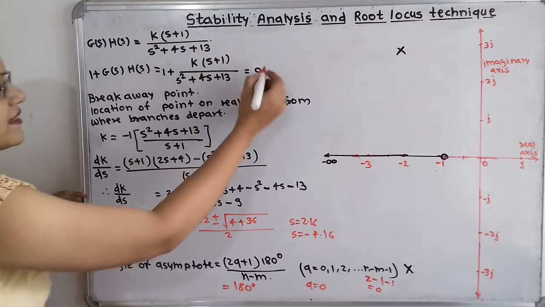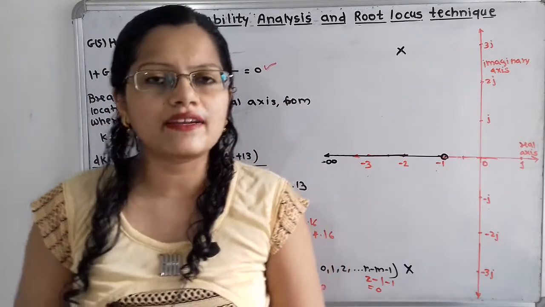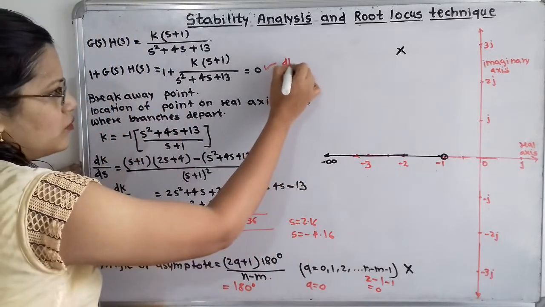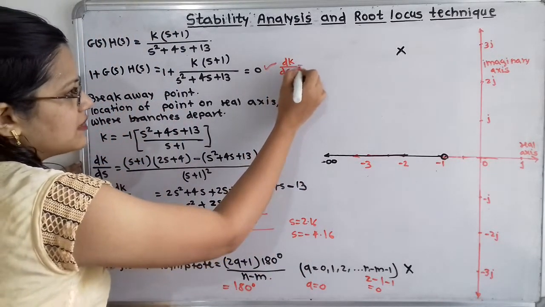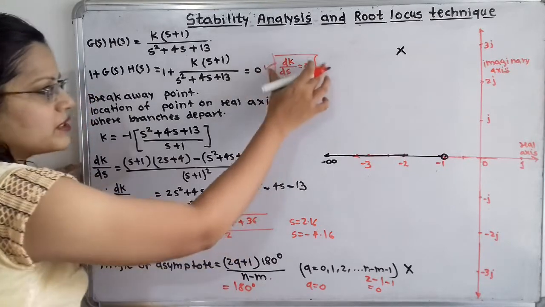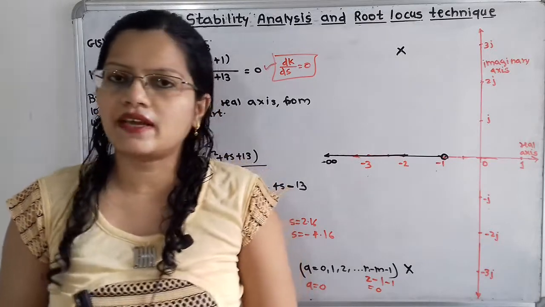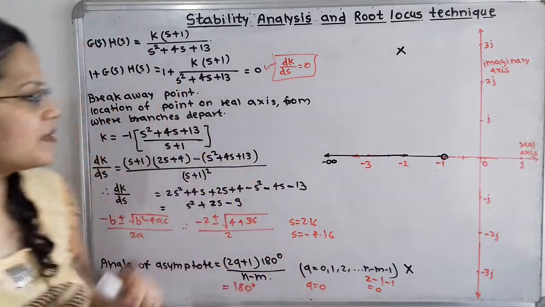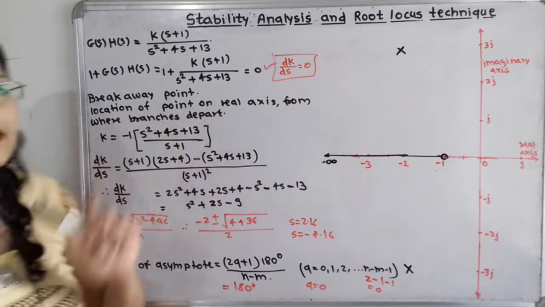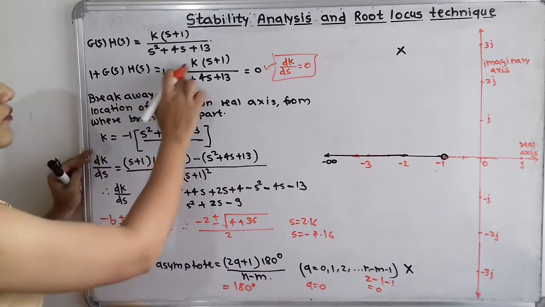So this is the characteristic equation, and from this characteristic equation we have to find the solution of dK/ds equal to 0. When we take this solution, then from this solution there are roots, and from those roots we will define the breakaway point. So we know that the breakaway point is the location of a point on the real axis from where the branches depart. Now I will show here how to find this K.